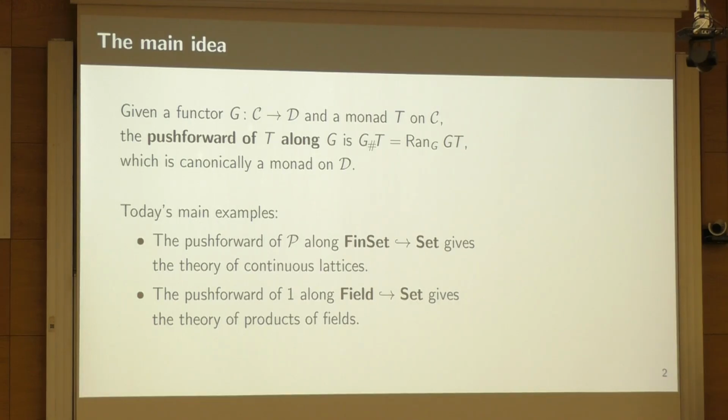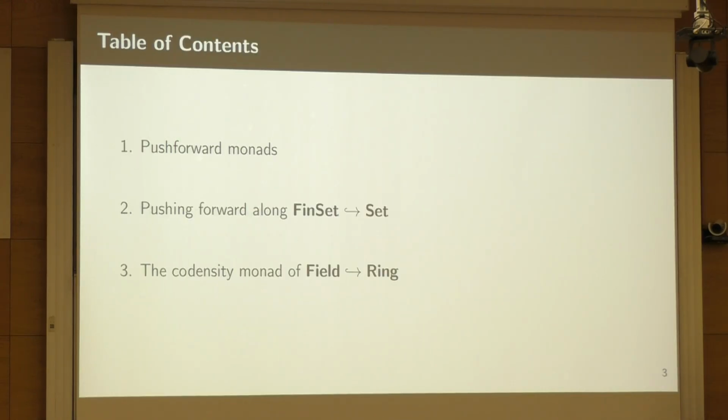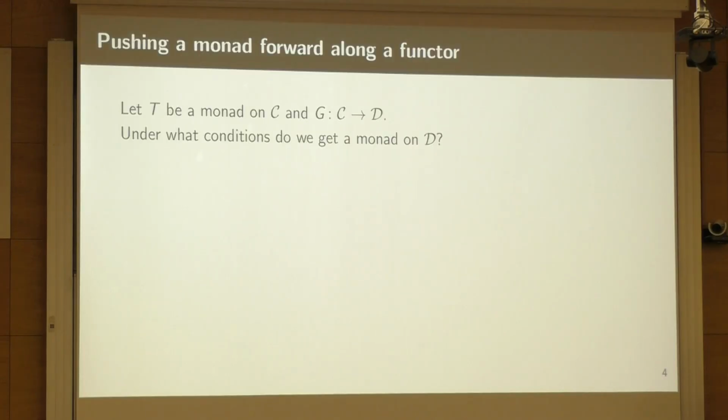So today I was going to talk about the construction because I feel like it hasn't received much attention in the past. And specifically I want to focus on two examples of this construction. The first one's going to be the pushforward of the finite power set monad on FinSet to all sets. And then we're going to talk a bit about this one from Field to Set. Right, so let me begin by telling you about the general construction. I'm going to use the same notation as I did two slides ago.